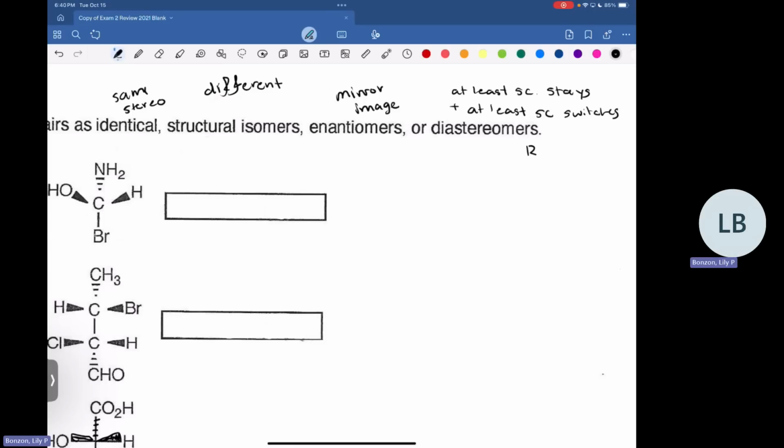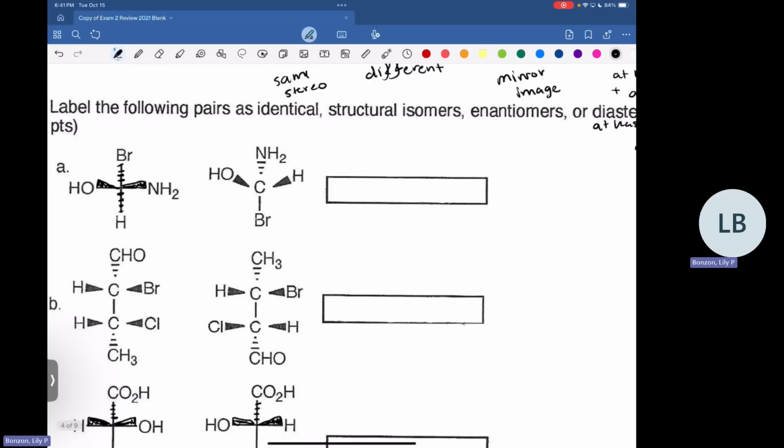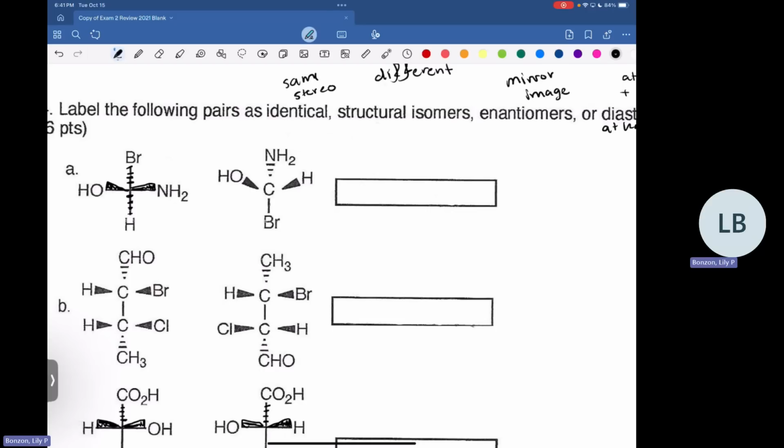So diastereomers would look something like if we had an R, S, and then it went to an R and an R. If they both switch, so this is diastereomers. So kind of a prerequisite for diastereomers is that it has to have at least 2 chiral centers. So for this first question, for A, we can't even have diastereomers. So we're just gonna not think about that for this one.